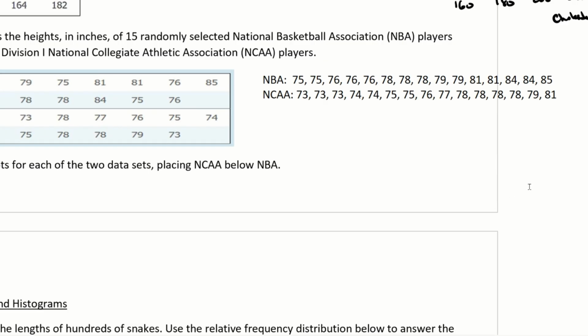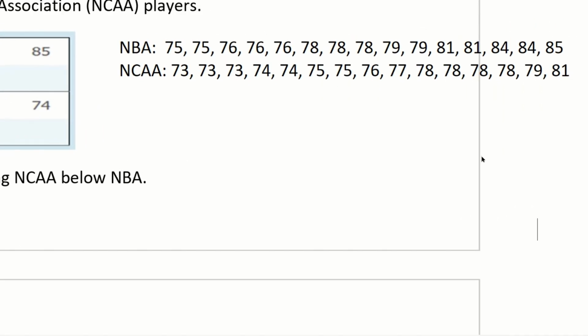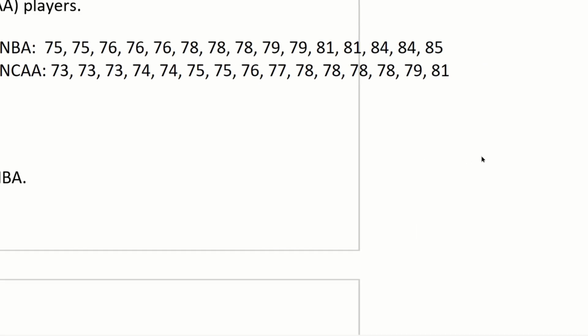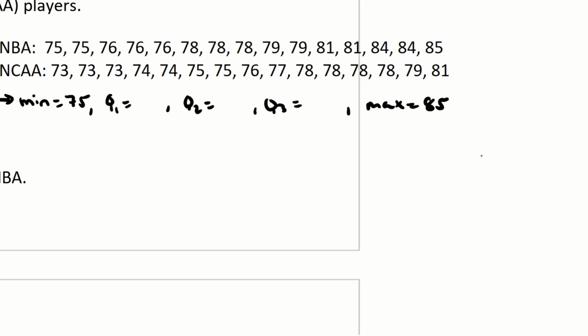So we can go ahead and do our summaries. Okay, so our 5-number summary. For NBA, we got the minimum is 75, the maximum is 85, but we'll get to that. So we've got Q1, Q2, Q3, and maximum. There are 15 numbers, which means there's one middle number, and it's got to be the eighth number: 1, 2, 3, 4, 5, 6, 7, 8. That's got to be our second quartile.